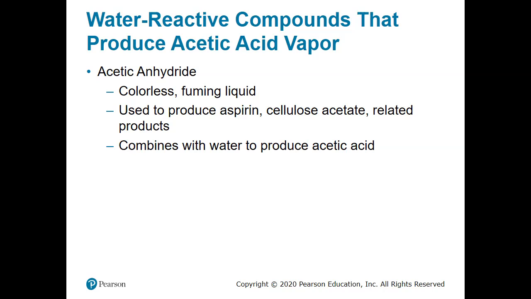Acetic anhydride is a colorless but fuming liquid. Where we see it used most often is in the production of aspirin. The aspirin we're talking about here is aspirin like Bayer aspirin, not acetaminophen Tylenol, not Advil, not Motrin, but actual aspirin. We can also see it used in cellulosic acetates and some other products as well. Its primary hazard, in addition to its fuming nature, is the ability to form acetic acid when it reacts with water.